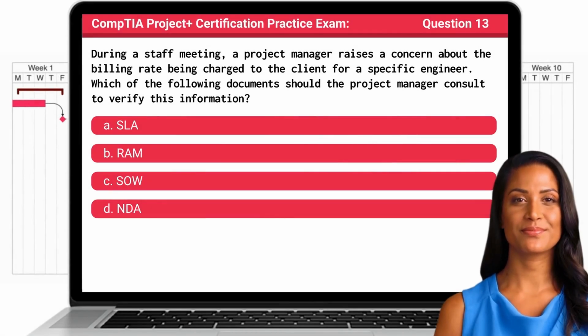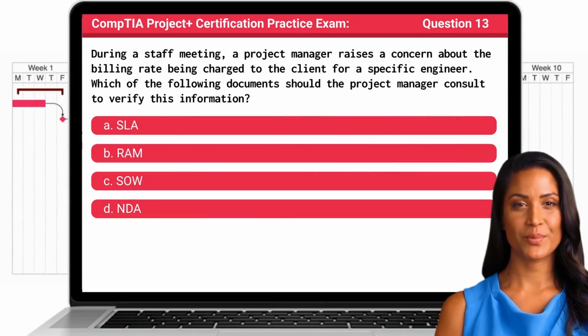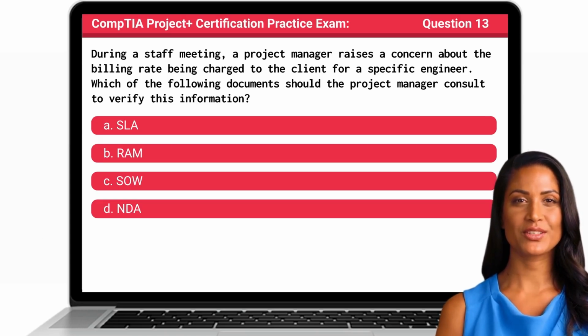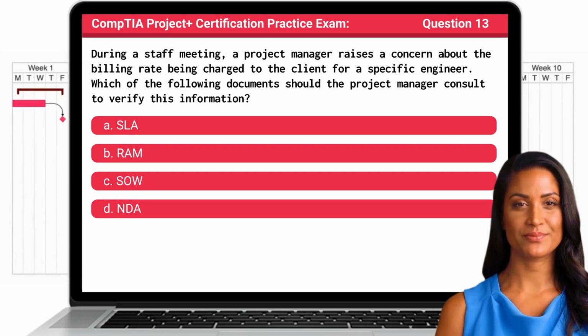Question 13. During a staff meeting, a project manager raises a concern about the billing rate being charged to the client for a specific engineer. Which of the following documents should the project manager consult to verify this information?